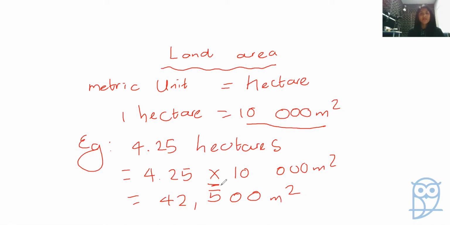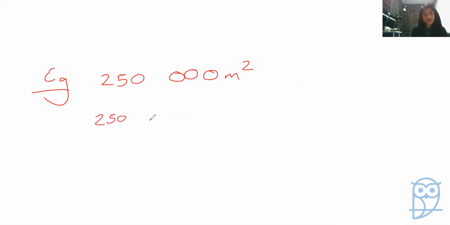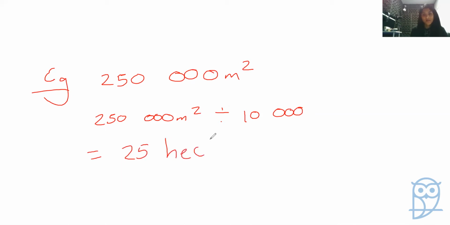However, if I had to take my answer and say, how then do I work out from meter square to hectares? What will I then do? For example, if I had 250,000 meters square, for me to get it to hectares, I need to say 250,000 meters square divided by 10,000, and my answer will therefore be 25 hectares. So that's how much land I would have.